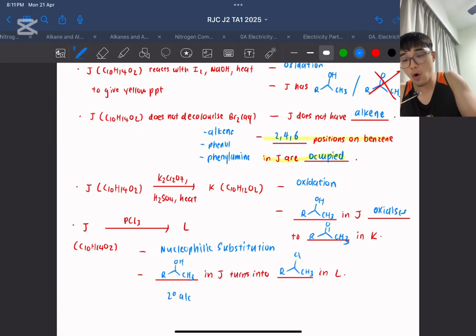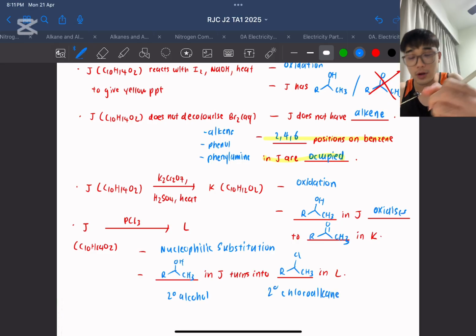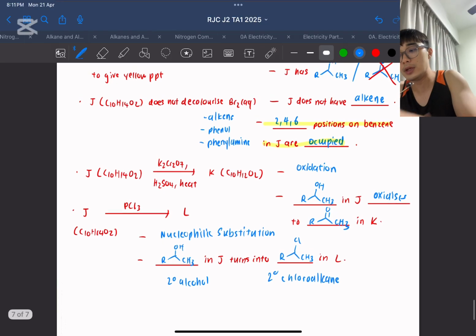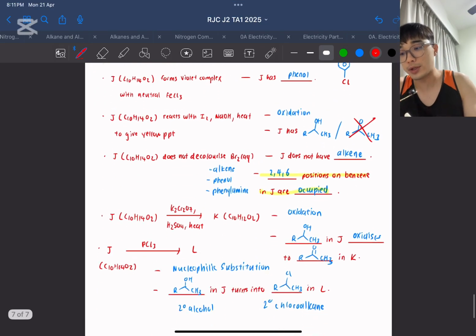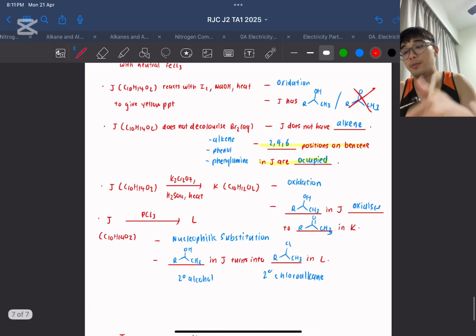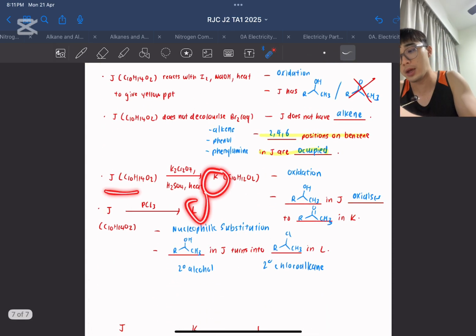A methyl alcohol is a secondary alcohol. It turns into a chloroalkane in L. You can even say secondary chloroalkane because it's the same structure, right? Okay, so many ways you can do this. Anyways, with that, we can get our structures. So the only structure that we have to get first is J. We can't get anything else yet because everything else comes from J. So your K and L stem from J.